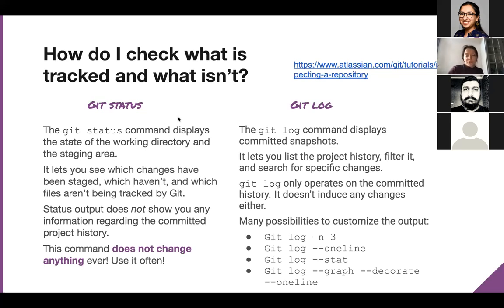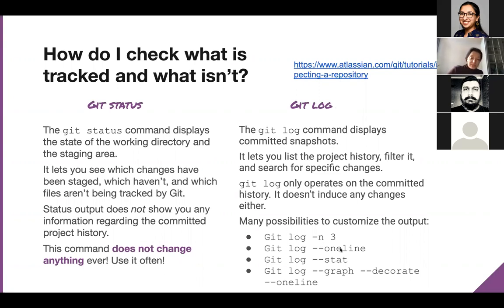in the RStudio project. And we have Git log, which displays all the snapshots, so all the commits that you have done. This command has quite a lot of options to make it a bit easier readable in the terminal. You can browse through this Git log to find a certain commit to search for specific changes. And it doesn't induce any changes either. So those two commands you can run and you would not modify or change anything.